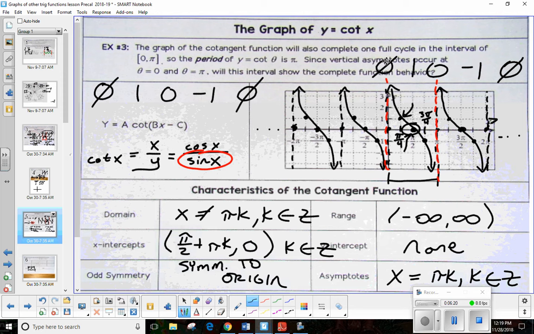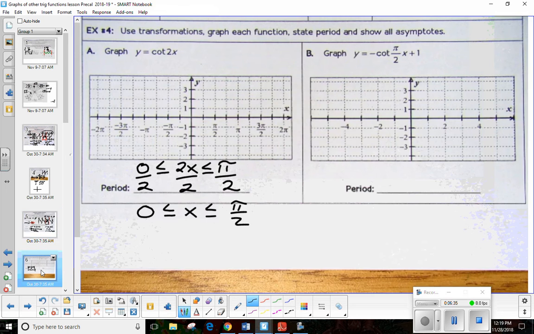Okay. Very, very similar to what tangent is. Remember, tangent is going to go -1, 0, 1. Cotangent is going to go 1, 0, -1. But it's always going to have an asymptote on either side. So this is what I'm looking at here. So asymptote, we said 1, 0, -1, asymptote.